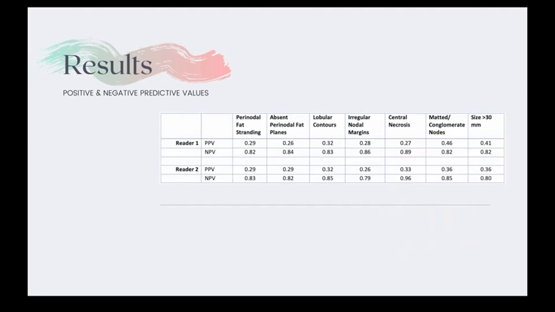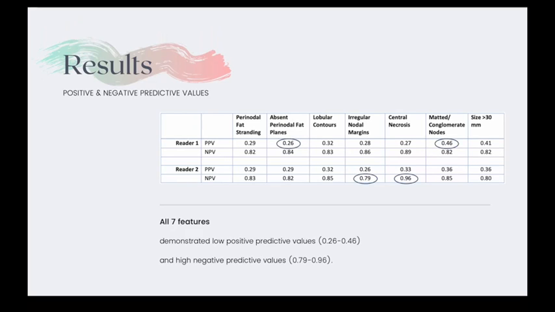For our results, in terms of positive and negative predictive values, all 7 features demonstrated low positive predictive values ranging from 0.26 to 0.46 and high negative predictive value ranging from 0.79 to 0.96.